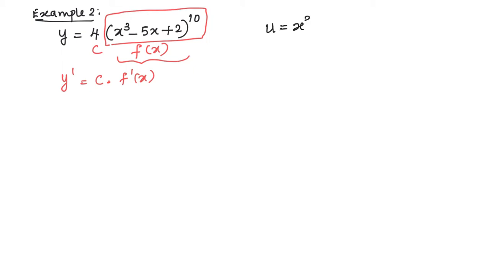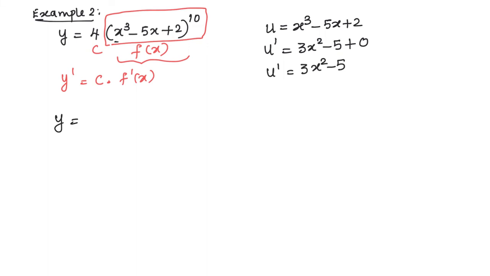If it is difficult for you to do this problem in one step, you can take u as x cubed minus 5x plus 2, then take the derivative of that. The derivative of x cubed is 3x squared, the derivative of negative 5x is negative 5, the derivative of 2 is 0. So u prime is 3x squared minus 5. If I take this inner function as u, it will be 4u to the power 10. So I'm expressing the question in terms of u. Now apply the power rule and take the derivative.